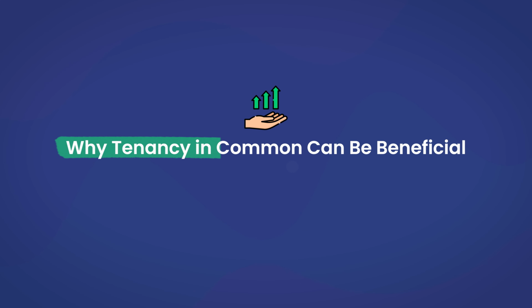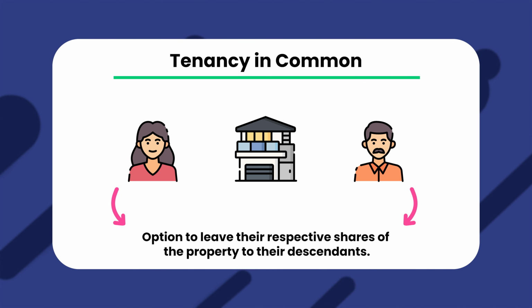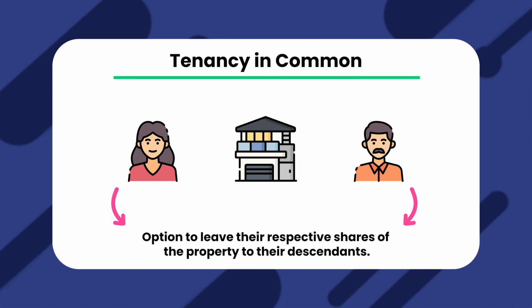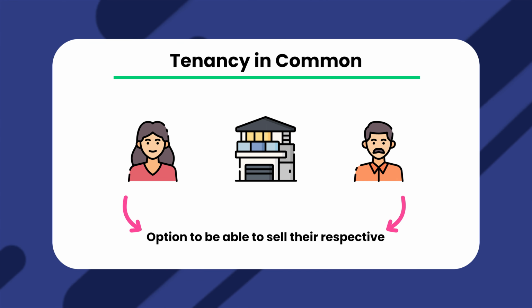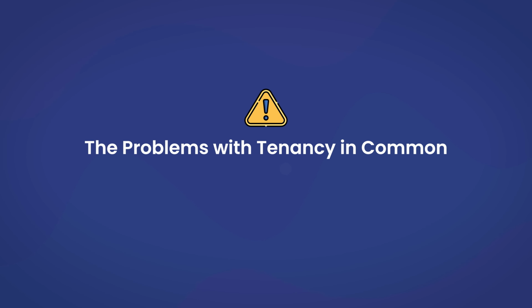So why can tenancy in common be beneficial? A structure or piece of land may be owned jointly by two or more parties under this kind of legal agreement. The main characteristic of a tenancy in common is that each co-owner retains the option to leave their respective shares of the property to their descendants while also being able to sell their respective portions of the property. Although there are certain benefits, this kind of joint tenancy also represents a number of risks. So let's explore some of these risks.